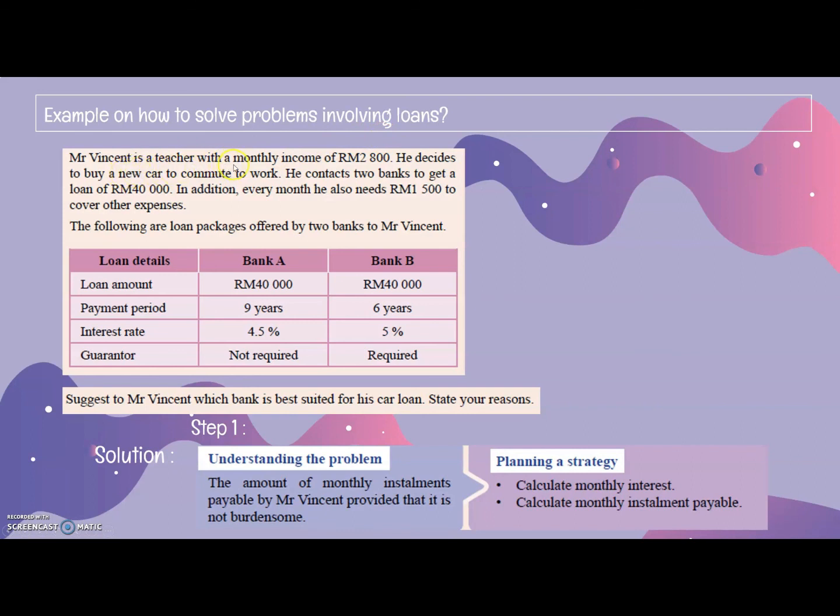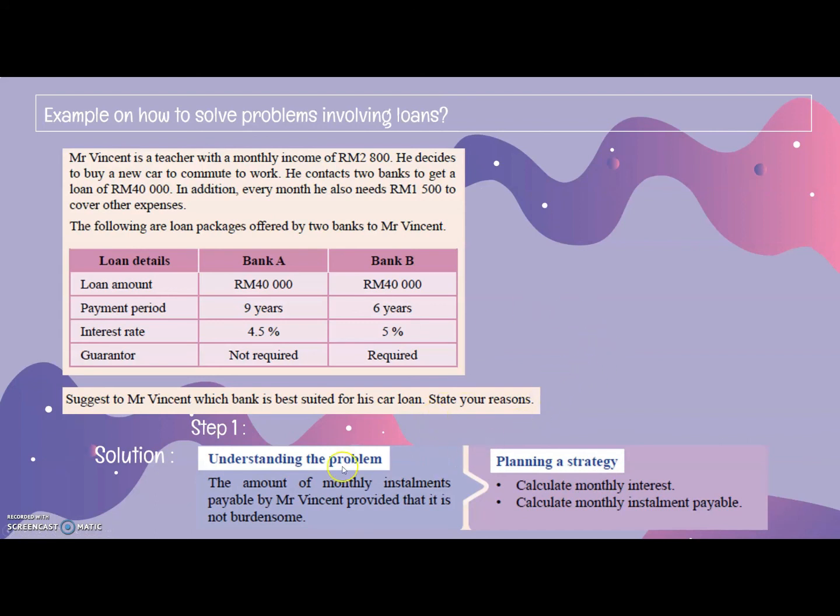Mr. Vincent is a teacher with a monthly income of 2,800 ringgit Malaysia. He decided to buy a new car to commute to work. He contacted the bank to get a loan of 40,000 ringgit. In addition, every month he also needs RM1,500 to cover other expenses. The following are loan packages offered by two banks to Mr. Vincent. The question wants you to suggest which bank is the most suitable for his car loan and state the reasoning.